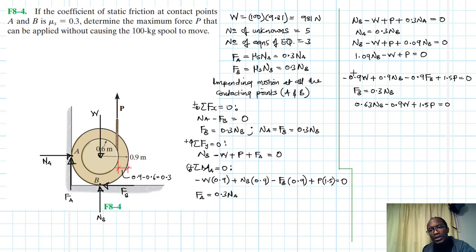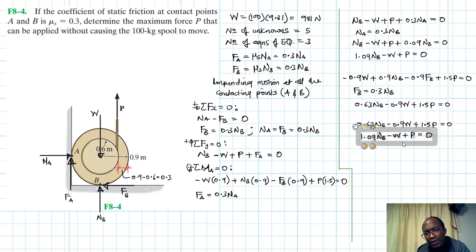Alright, so we have two equations. Let's just write them side by side so that we can work on them. So we have this one, and then we have this one. Something like this. Great. So let's solve these two equations.